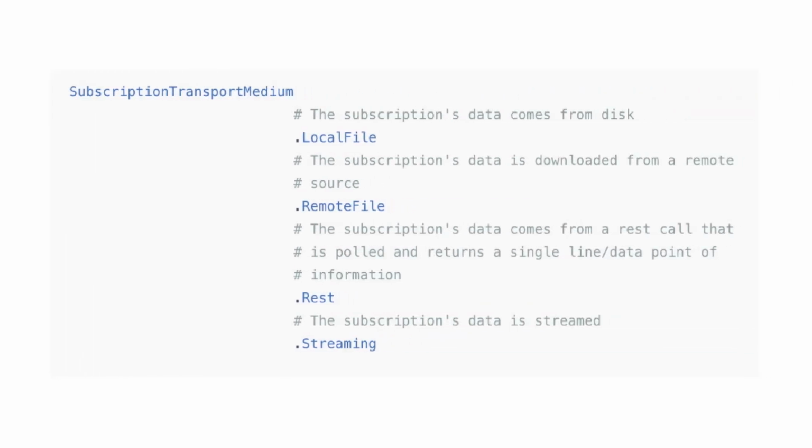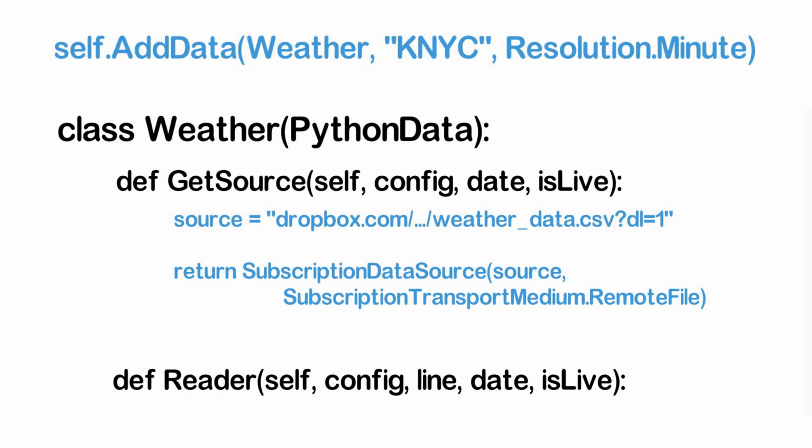Probably the most common one is RemoteFile, which means that the algorithm expects one file with all the data in a remote location, such as your Dropbox. Alternatively, you could also use LocalFile if the data is accessible locally. Besides remote and local file, there also are options Rest and Streaming. Rest is used if each line of the custom data should be polled individually and comes from a REST call. This might be the case if you have a subscription to a data vendor that provides you with custom data in real time. For our example, we have custom weather data in a Dropbox. The URL to this data is specified as the source, and for the subscription transport medium we choose RemoteFile.